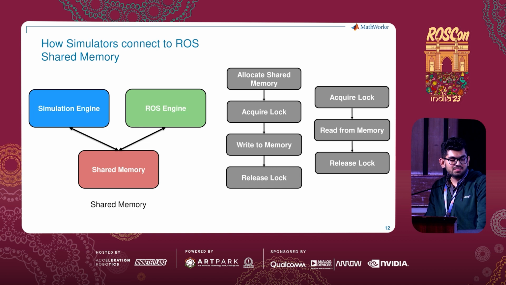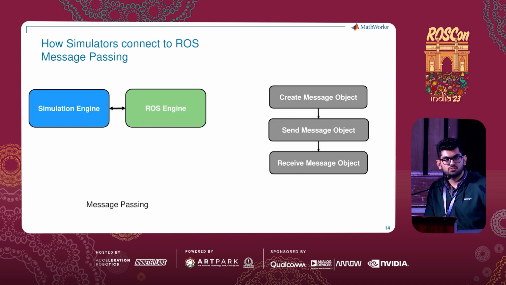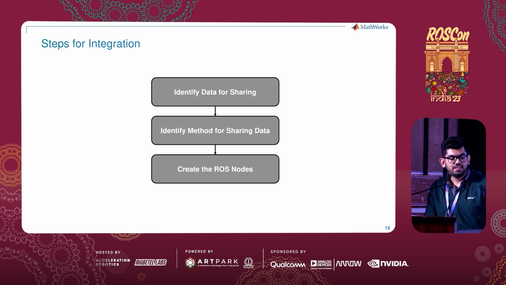Then message passing is a simpler one. It's simply like WhatsApp. We are sending messages to two users and they are just communicating with each other. Now, these are the two methods, but what steps do we have to follow to enable communication between the simulation and the ROS engine? We can categorize them into three steps. First is identify the data that we need to share. Then we need to identify the method for sharing the data and then creating the ROS nodes.